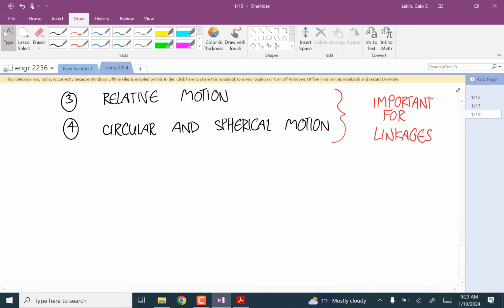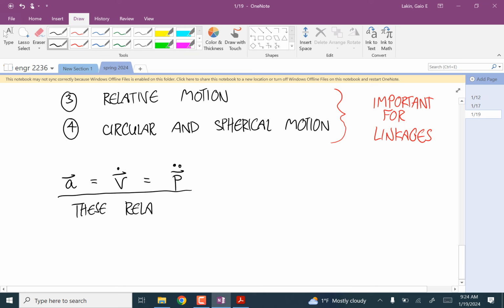Okay, so the first thing we're going to talk about is this relationship. The acceleration is the time derivative of the velocity, and it's the second time derivative of the position. These relationships are always right, they always hold.